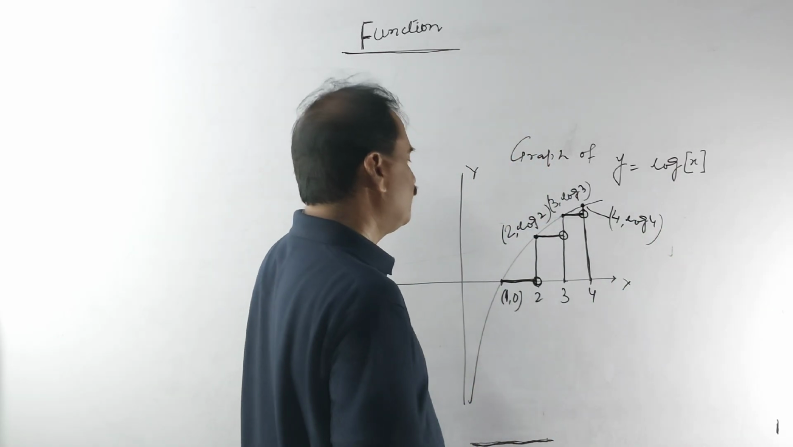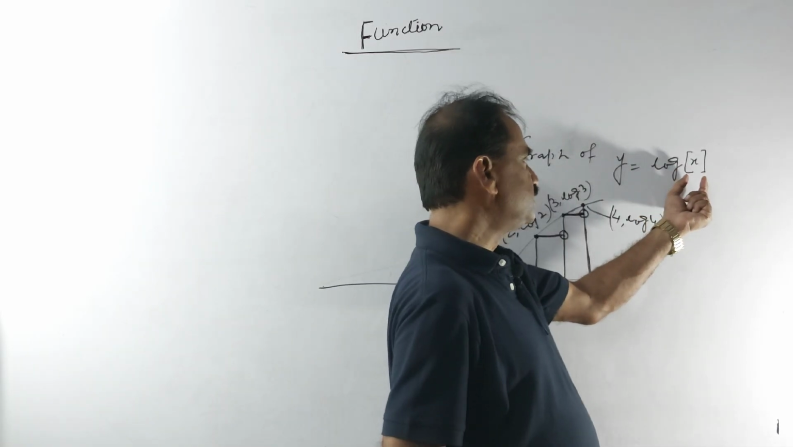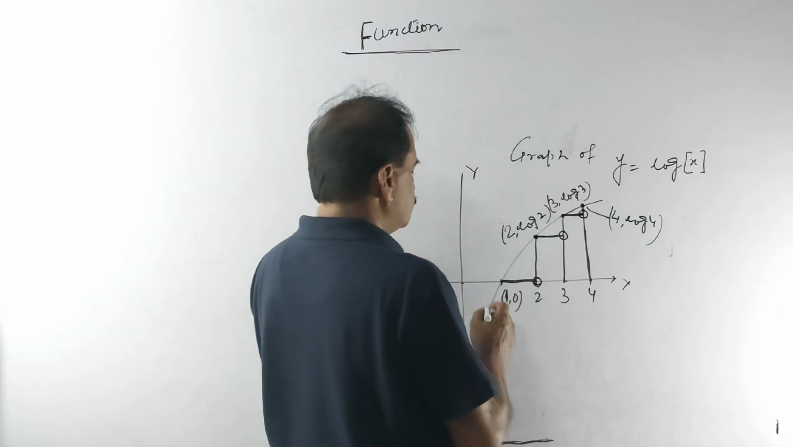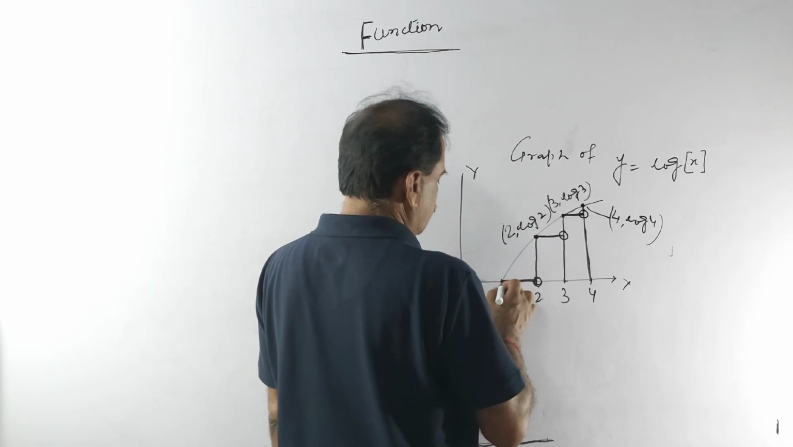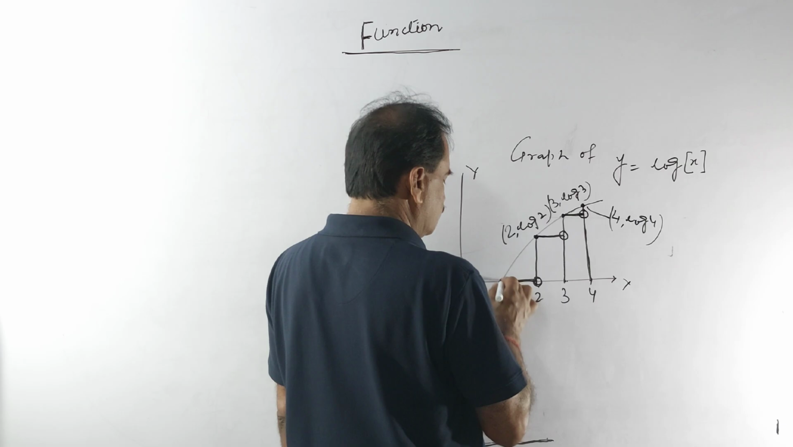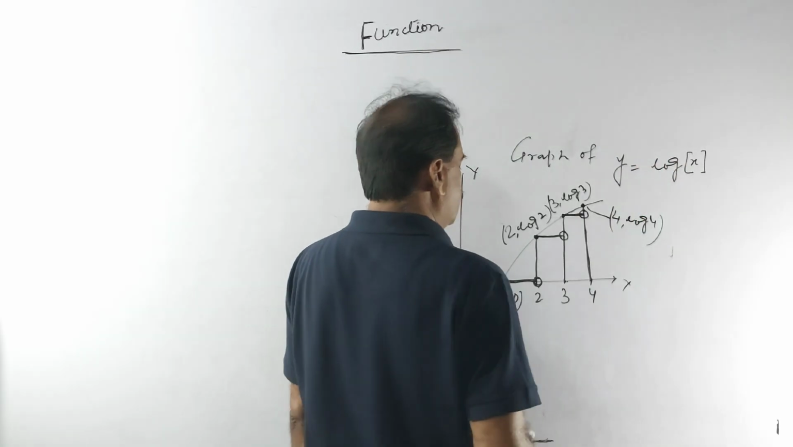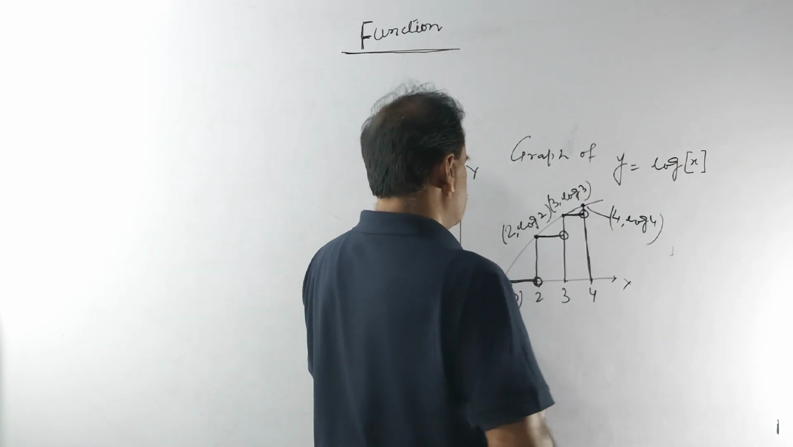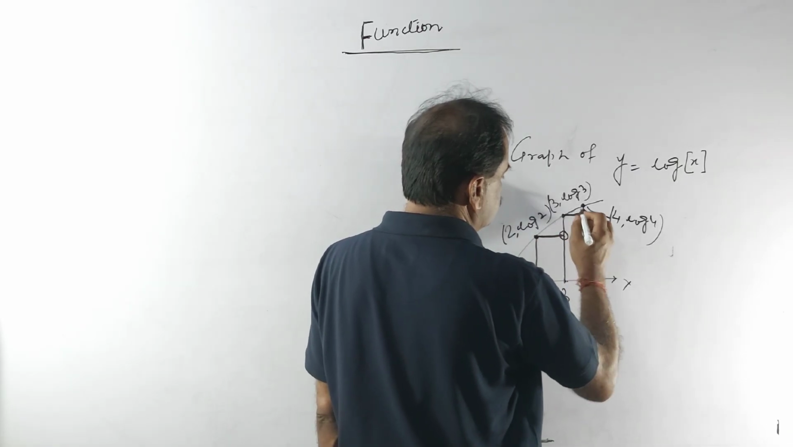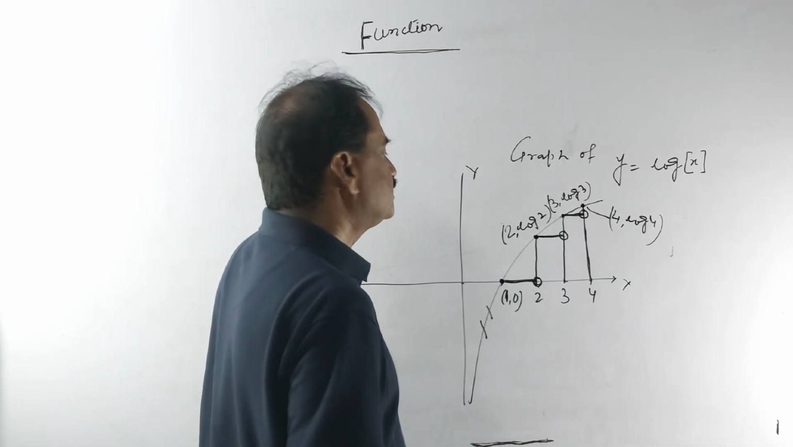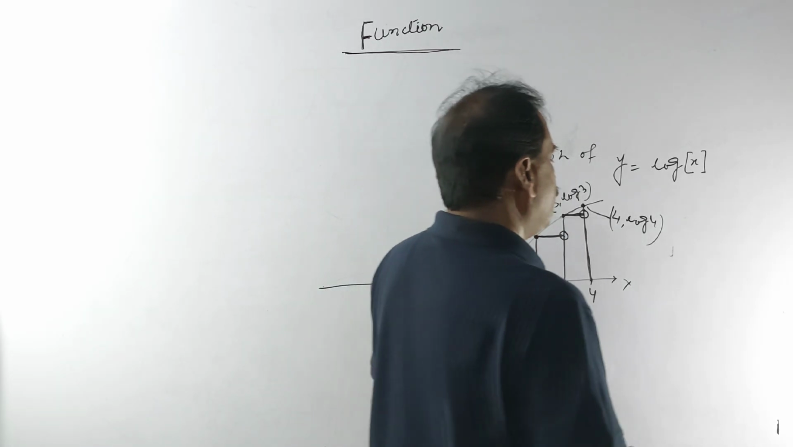When we take the value of x between 0 and 1, the integral part must be equal to 0, so log 0 is not defined. So there is no portion of the final graph between x equal to 0 and 1. The graph first starts from this point at x equal to 1, where the integral part of 1 is 1, so y equal to log 1, which is equal to 0. After that, this is a portion of the graph, this is also a portion of the graph, and this is also a portion of the graph. This type of graph is called a ladder graph.